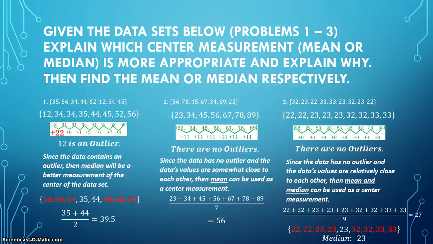So my answer for number 1: 12 is my outlier. We have to use median since there is an outlier, and my median is 39.5. Answer for number 2: there is no outlier, and since there is no outlier and all of the data values are somewhat close, we find the mean, and my mean was 56. And for number 3, there are no outliers, and since the data has no outlier and the data values are relatively close to each other, then mean or median can be used. And so my mean was 27, my median was 23.